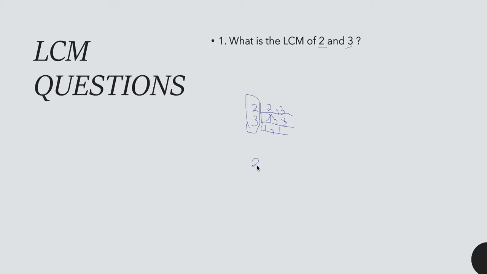So 2 times 3 is equal to 5. So the LCM, the lowest common multiple, is 5. So the answer is 5. Now let's go to another question.